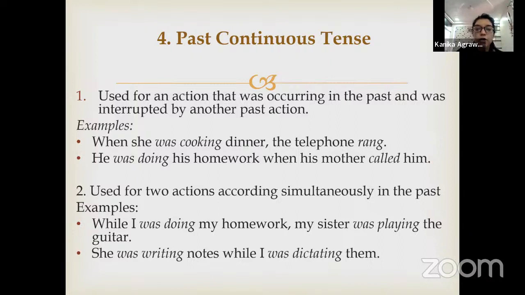While she was doing her homework, when she was watching television, the lights went off. Okay, that is also an example. Another example, he was doing his homework when his mother called him. Like you are already doing something and some other thing also happens in the past. So that first action is interrupted. So in that case, it will be using past continuous tense.